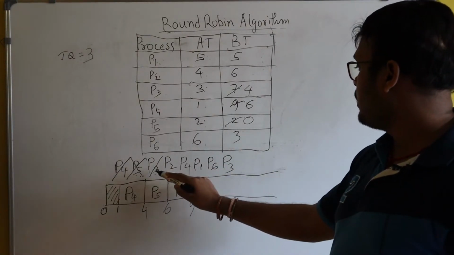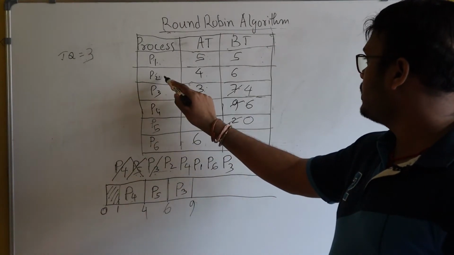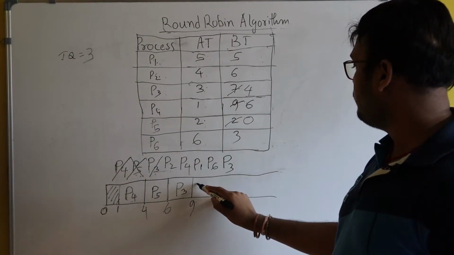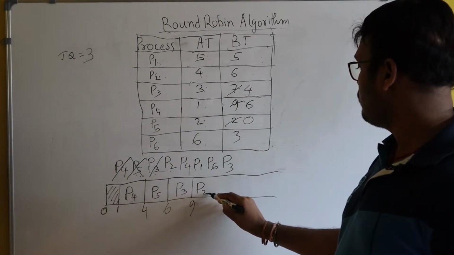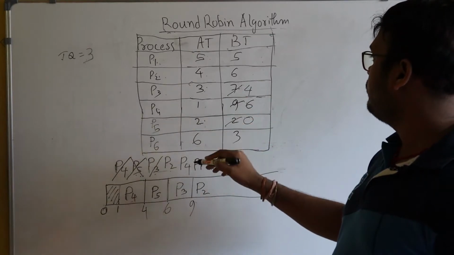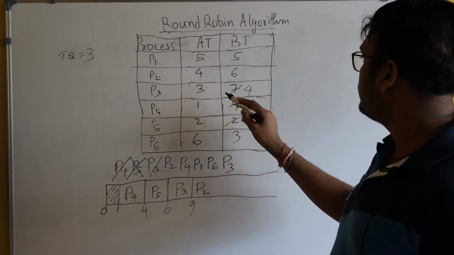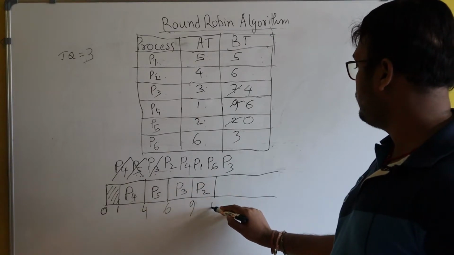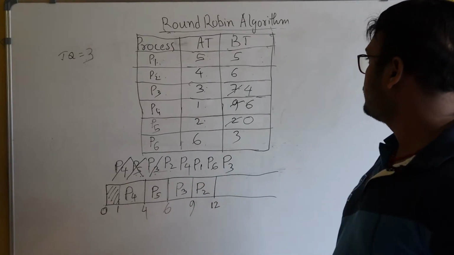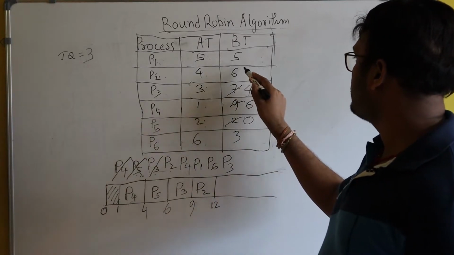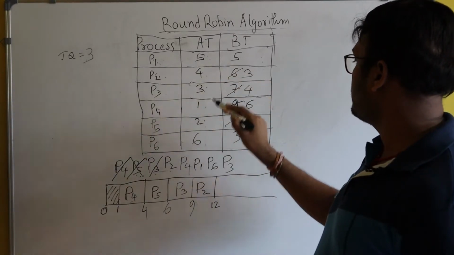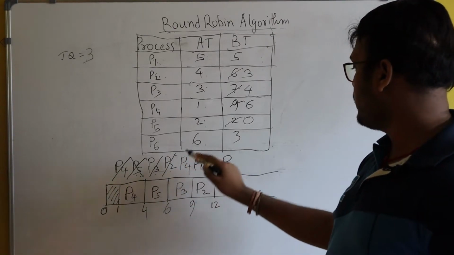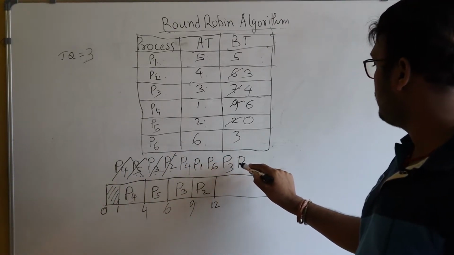Now, after P3, P2 is there. You just see P2 is there. So CPU will be given to P2. Here I will write P2. P2 will run for the time quantum, for 3 seconds. So 9 plus 3, 12. Okay. And 6 minus 3, 3. 3 seconds left for P2. So still P2 is left. So I will cut P2 from here and P2 will sit here.